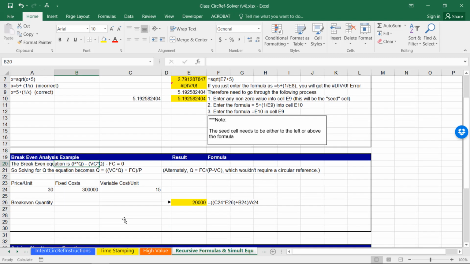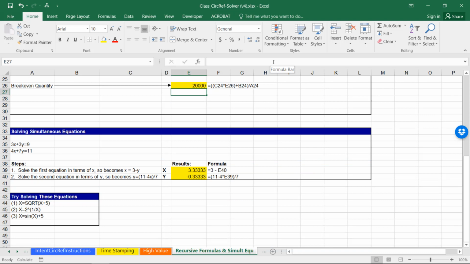To solve this, let's look at here. We simply said, and I'm just going according to this equation, the variable cost C24 times the quantity, that's the cell we're in, E26, plus B24, the fixed costs. Divide all of that by the price, and we have the solution. And we've solved for Q.